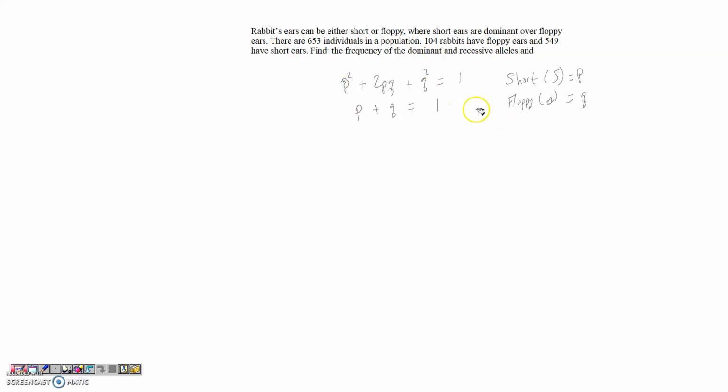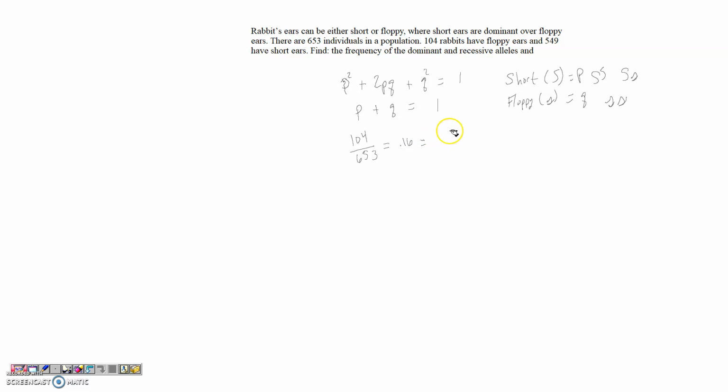All right, so here are again our base equations, and we have short is dominant, so that's going to be P. Floppy is recessive, that's going to be Q. Going over to genotypes, the short can be capital S capital S, or capital S lowercase s, and floppy, being recessive, has to be two lowercase s's. We know floppy is recessive, so there are 104 of those out of a total of 653 in the population. That means the floppy rabbits are 0.16, 16% of the population.